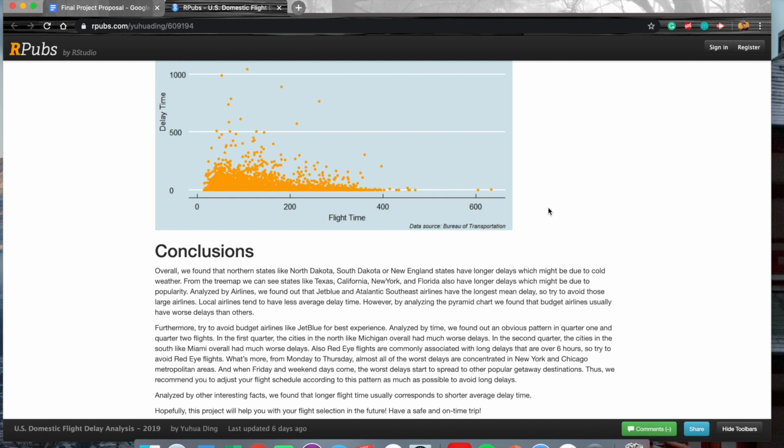However, by analyzing the pyramid chart, we found that budget airlines usually have worse delays than others. So overall, avoid large airlines, JetBlue and Atlantic Southeast, and try to avoid budget airlines.